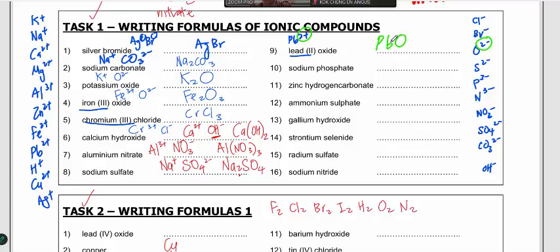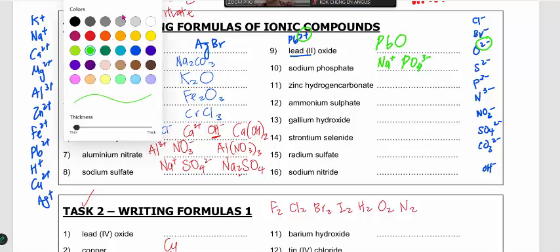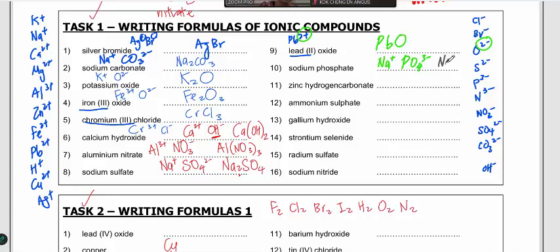Sodium phosphate. Sodium is plus 1. Phosphate is PO4 3 negative. So your answer would be Na3PO4. Did you get it correct?